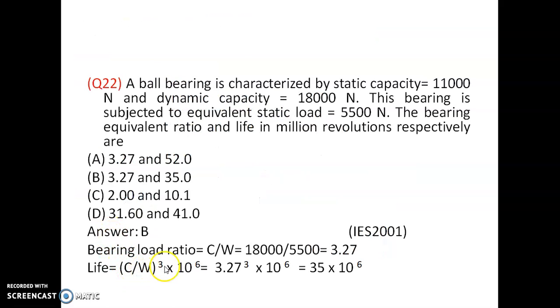So C by W power cube. C is the dynamic capacity, which is 18,000, and W is the static load, which is 5,500 Newton. So C by W is 3.27, and 3.27 cube is 35 into 10 power 6. What is asked is the bearing load ratio and life. Bearing load ratio is 3.27 and life is 35. So option B is correct.